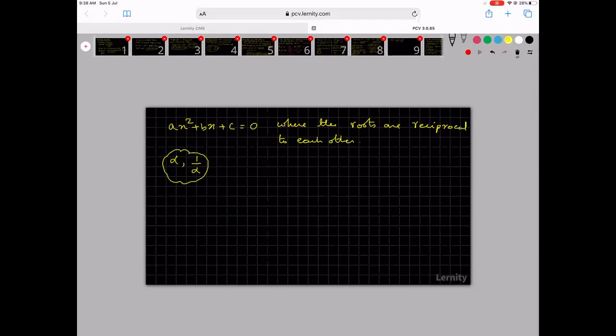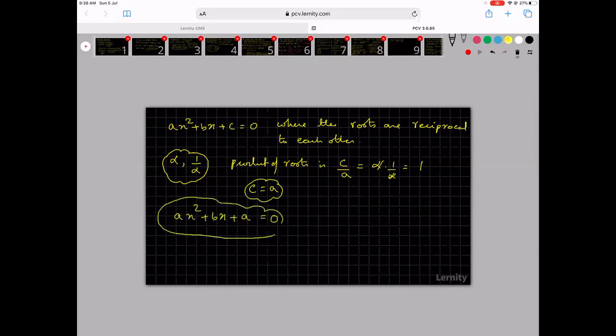So, what is the product of roots? Product of roots is what? C by A. Now, C by A should be equal to alpha into 1 by alpha. How much is that? 1. Then what does it mean? That C is equal to A. That means the equation is of the form ax square plus bx plus a is equal to 0. So, if an equation is of this form, then the roots will be reciprocal to each other.